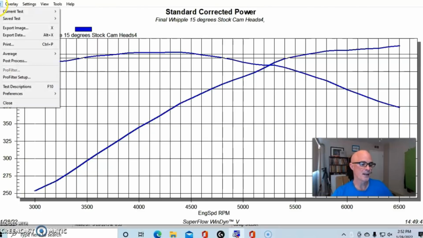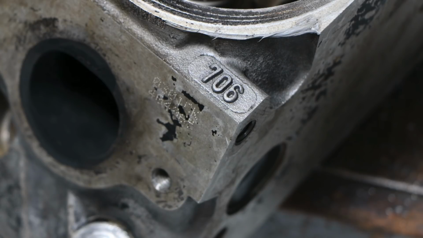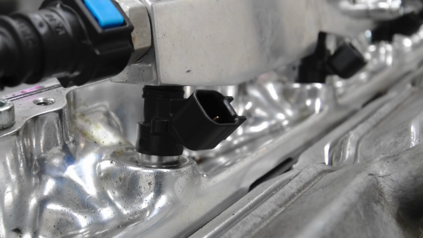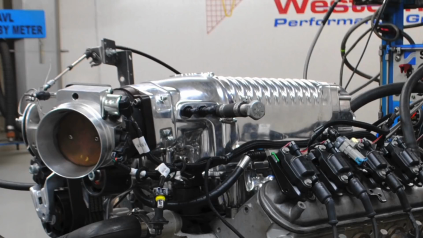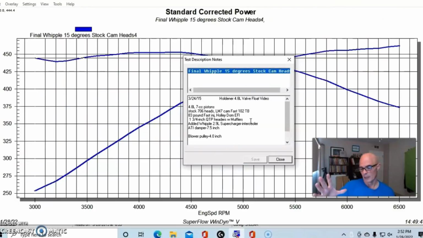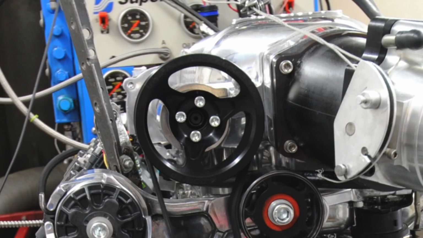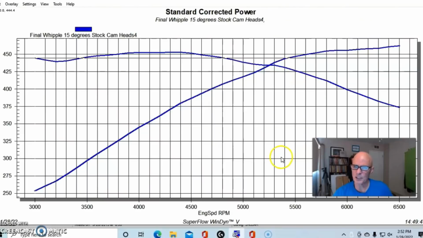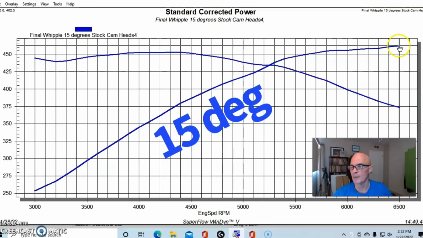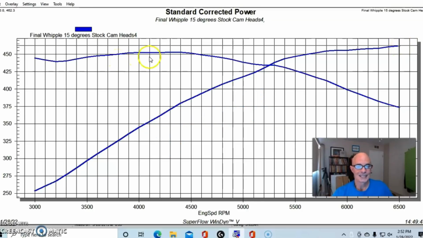But the big difference is that it had the stock 706 heads on it and not the Trick Flow heads. We still had the 83 pound injectors, and we installed the Whipple 2.9 liter supercharger with a 7.5 inch crank pulley and a 4 inch blower pulley. And what we did is the same thing that we did with the Vortech. We would start with low timing and then dial in the air-fuel. This was also run on E85. And then we would start adding timing to it after that. So this was our 4.8 liter combination with the Whipple run at 15 degrees of timing, 462 horsepower, and 452 foot-pounds of torque.